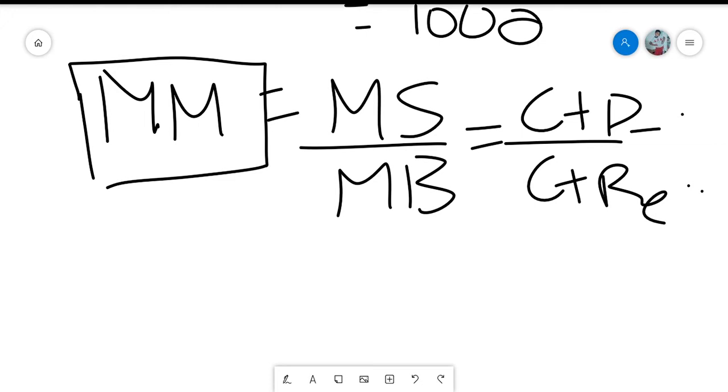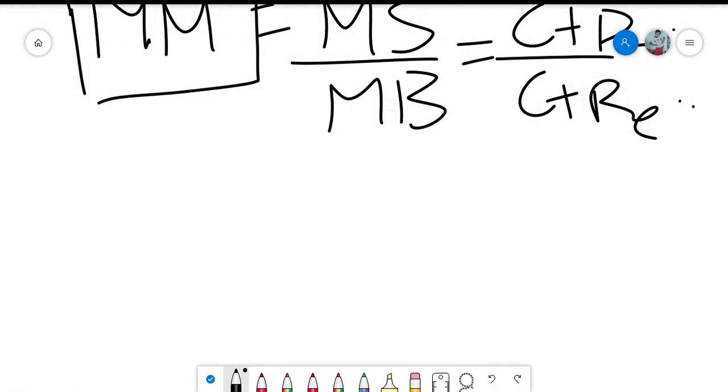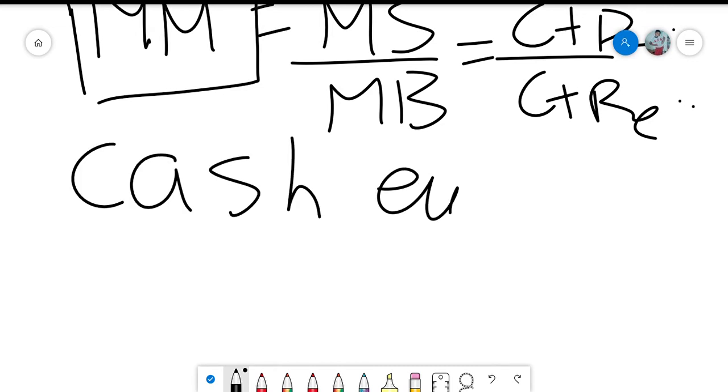Now we're going to assume for simplicity that C equals 0, that the money in circulation is 0. Why? Because money in circulation is basically cash, and we don't use cash anymore. Like, ew, cash, right?